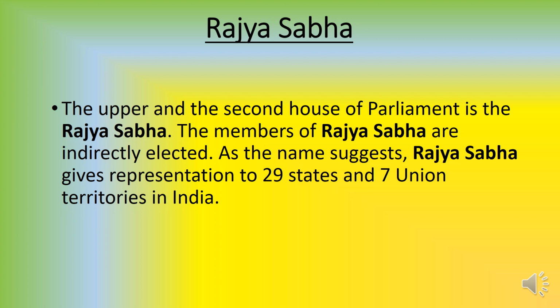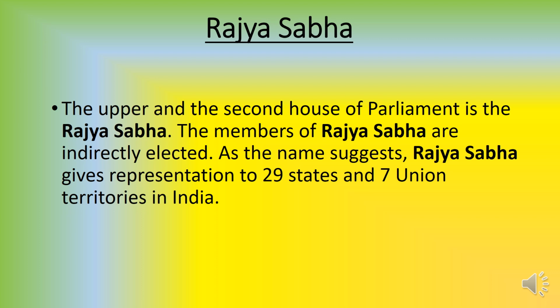Let us see about Rajya Sabha, which is the second house. Lok Sabha is called the lower house and the first house. Rajya Sabha is called the upper house and the second house of the Parliament. Now, in Lok Sabha, members were directly elected, but here in Rajya Sabha, the members are indirectly elected.